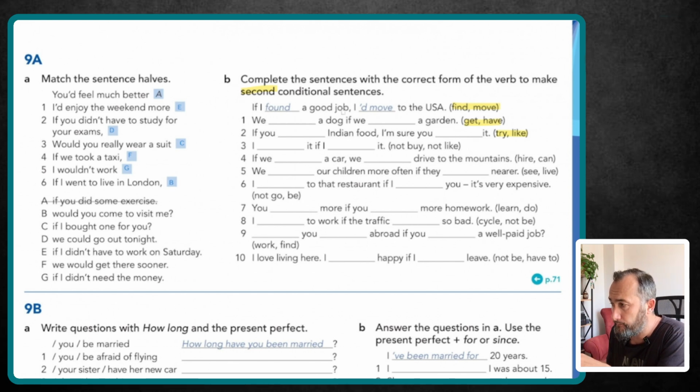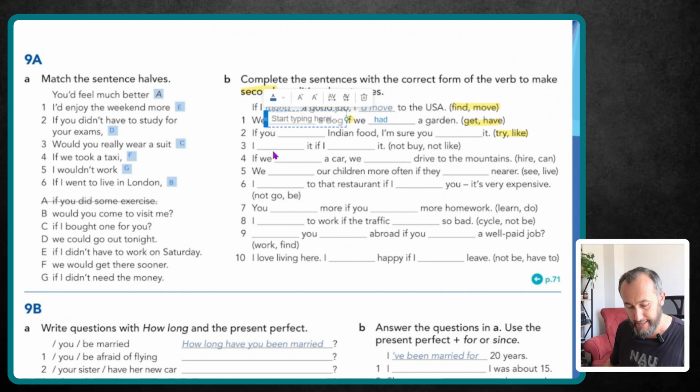Now, a sample answer is given: if I found a good job, I'd move to the USA, which is done. Now, B. Look here, the if part starts from if, guys. So this if part, I must use past simple. Second verb. If we had a garden. So I'm going to write here: if we had a garden. The first part is the main part, the result part. So we would get. Would plus infinitive. So we would get a dog if we had a garden.